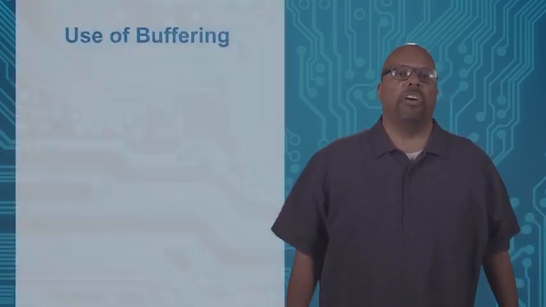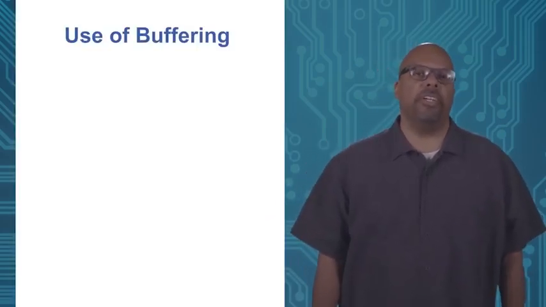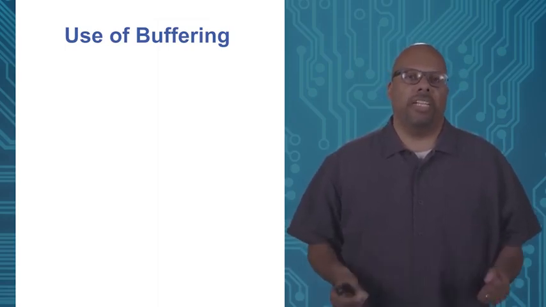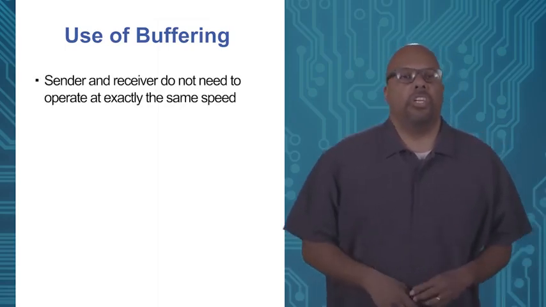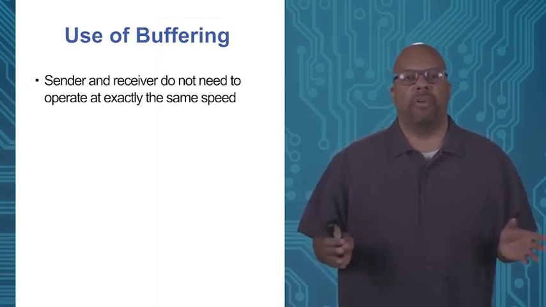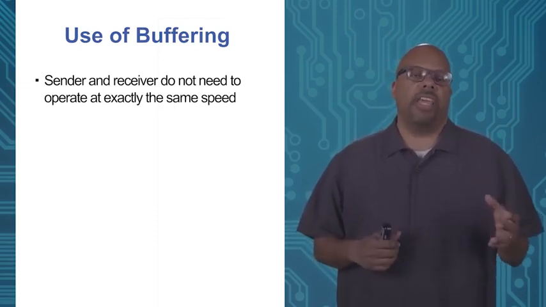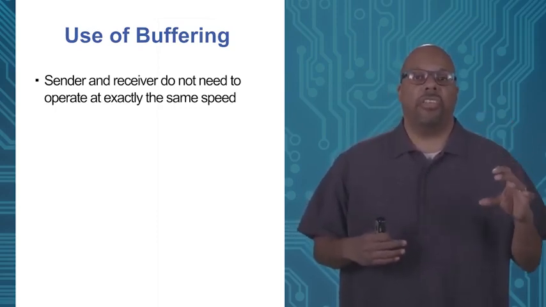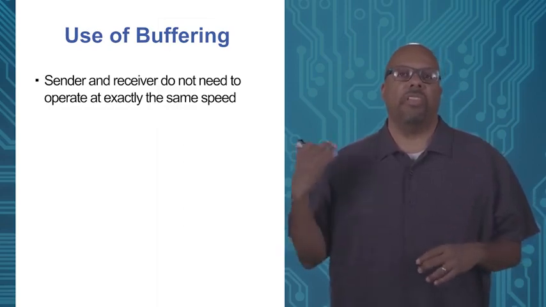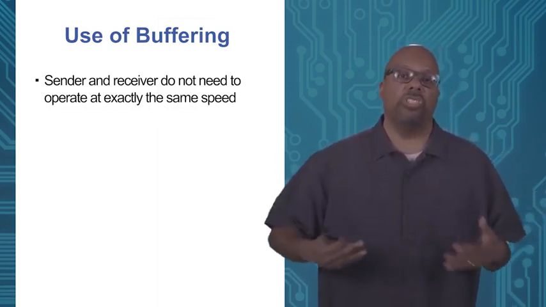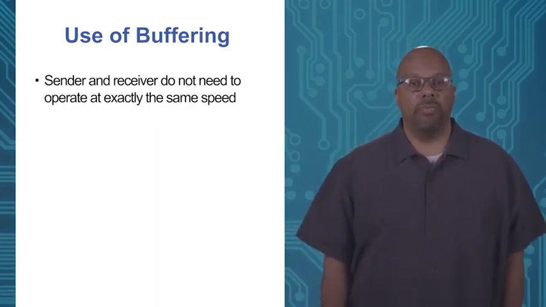So why use buffering? The main reason to use buffering is so the sender and the receiver don't need to operate at exactly the same speed. What I mean by that is that if you use an unbuffered channel, then the sender and the receiver have to be in lockstep, meaning the send has to block until the receive happens, and the receive blocks until the send happens. So they have to be in lockstep, which reduces the amount of concurrency that you can have.